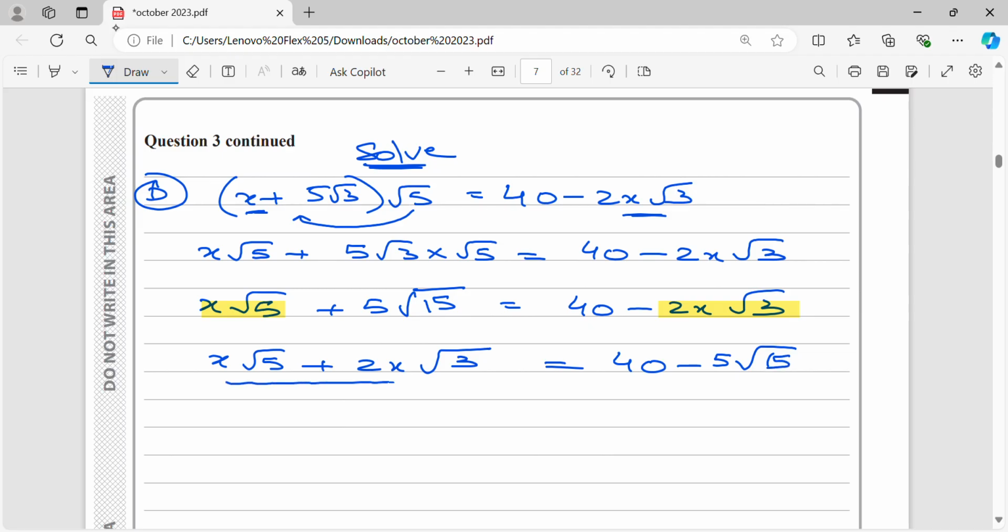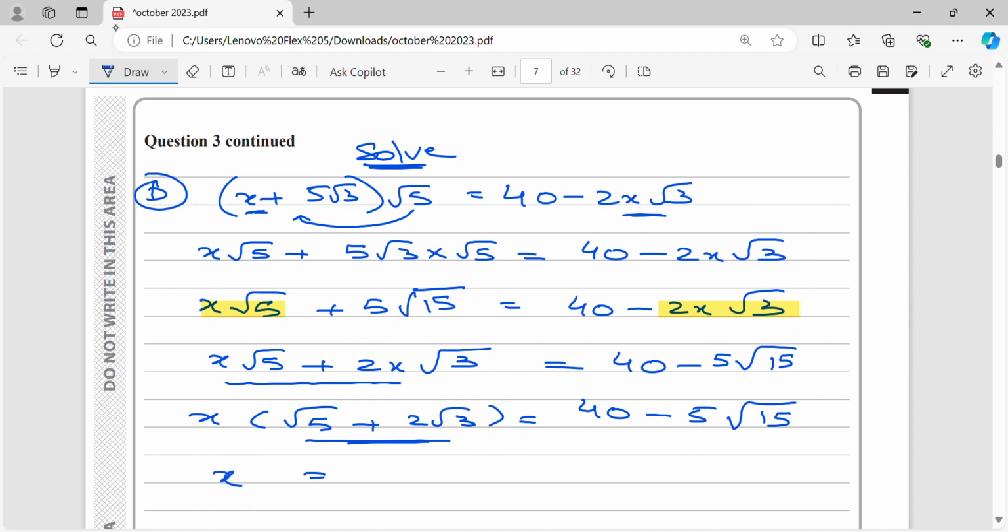Okay, from here take x common, factorize it, because I need to solve for x. x times (root 5 plus 2 root 3) equals 40 minus 5 root 15. Right, so because I have to solve for x, this is multiplying, so bring it to the other side. We divide it, and here it is.